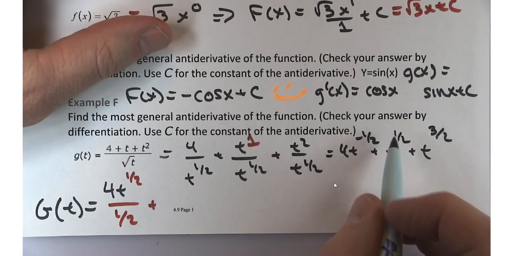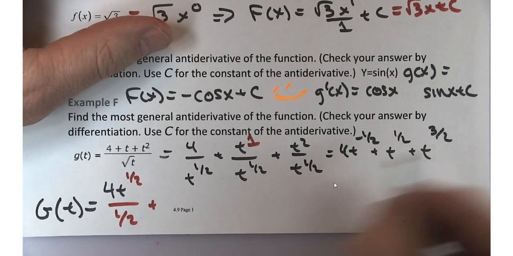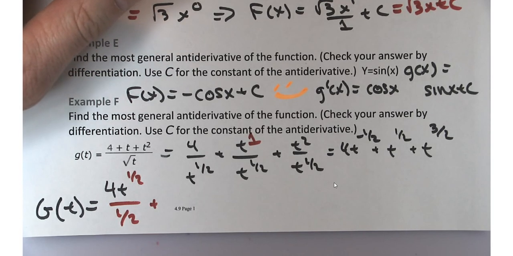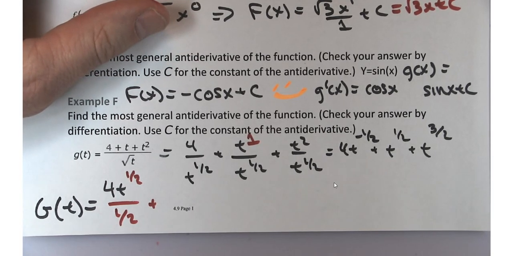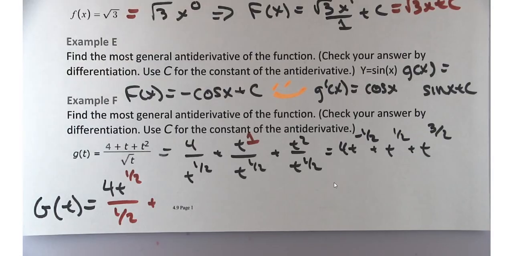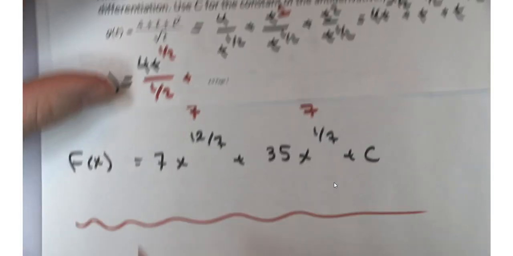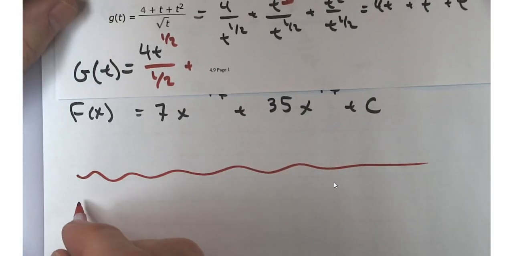If you add 1 to 1.5 or to 1/2, you get 1.5. So t to the 3/2 power. I'm kind of running out of room there. Let me do it on a different sheet here. So g of t. This is example F.